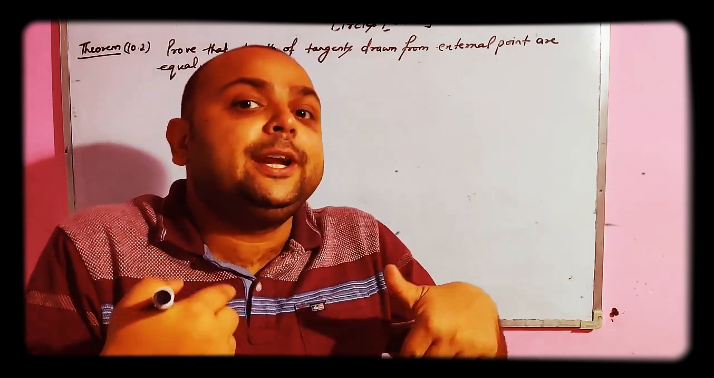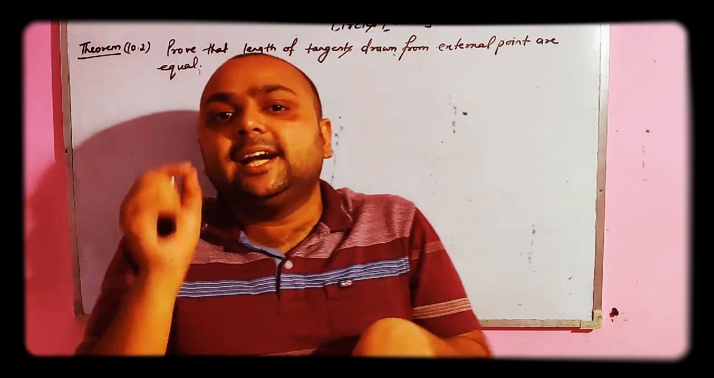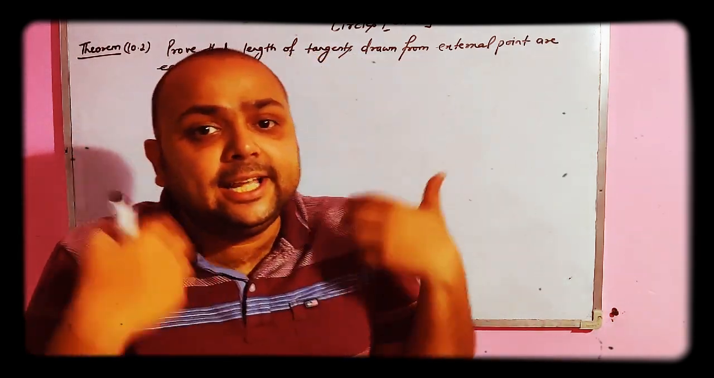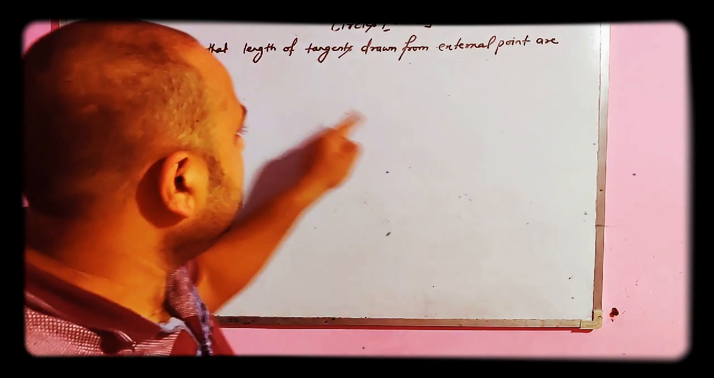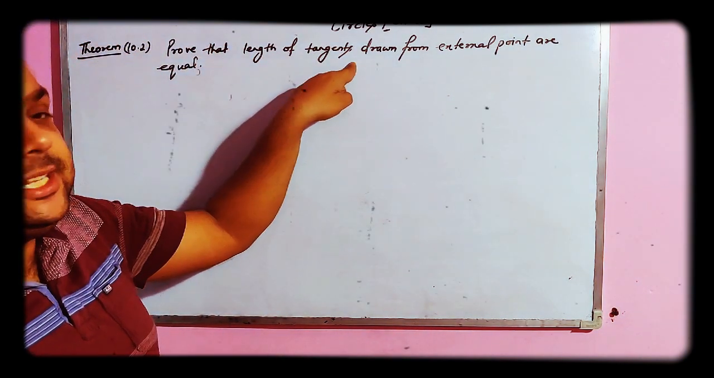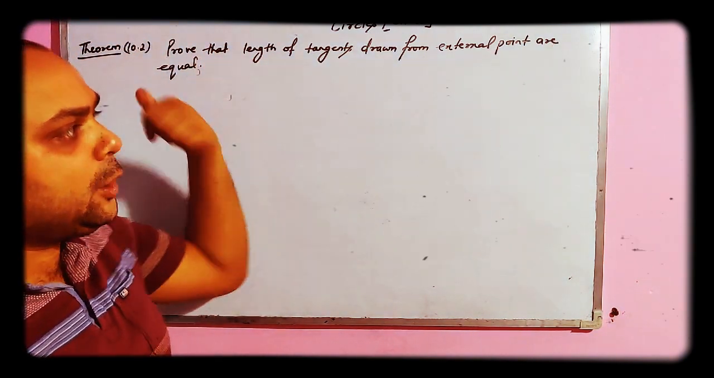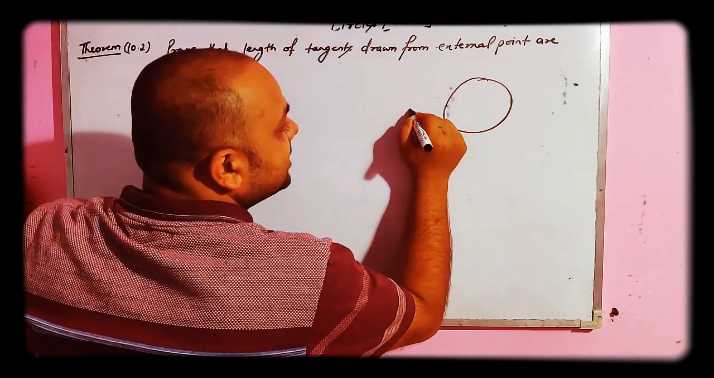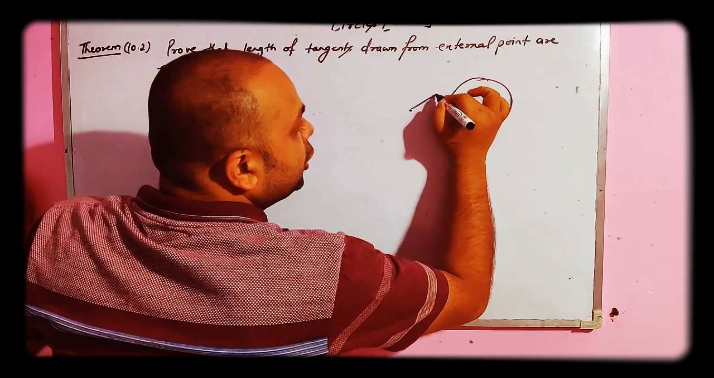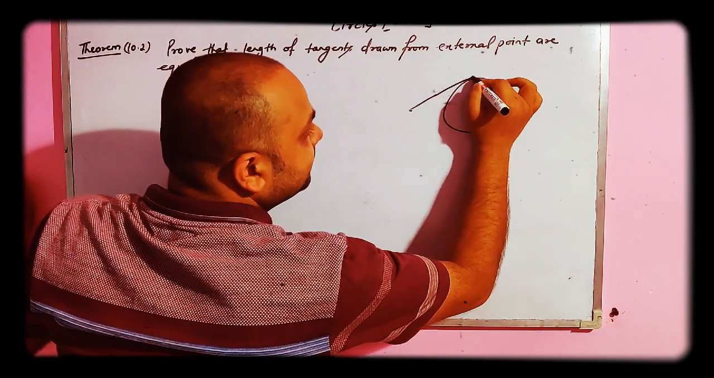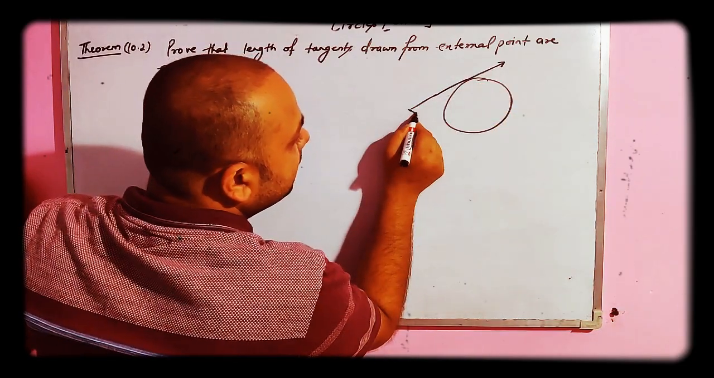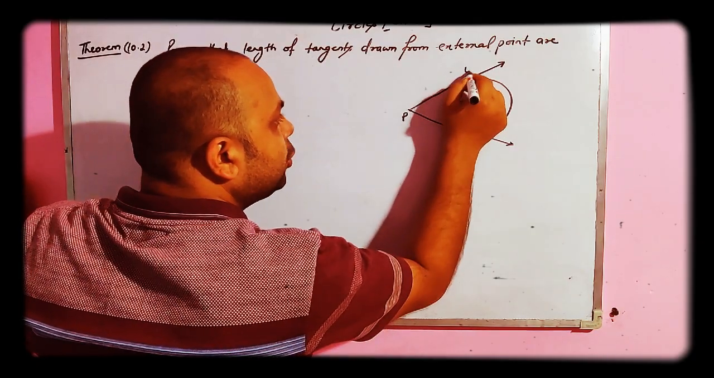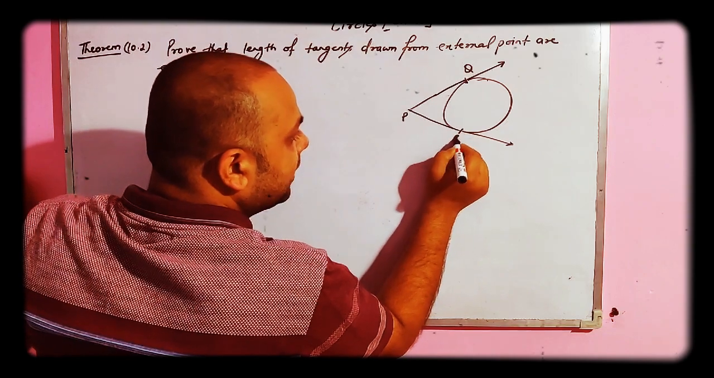For this we need to use the property that the angle formed by the radius at the point of contact is 90 degrees. So please see the question. Prove that the lengths of tangents drawn from an external point are equal. So the diagram is like this. This is a circle and this is the external point. We are drawing two tangents here. So this is P, this is Q, and this is R.